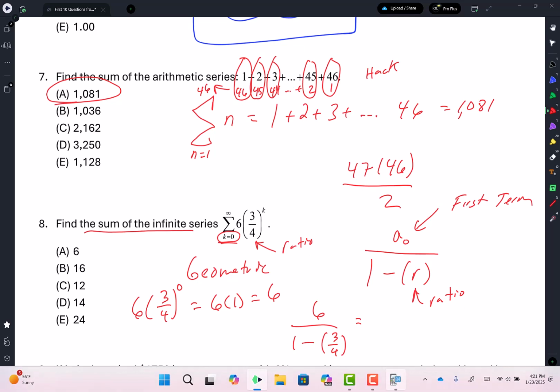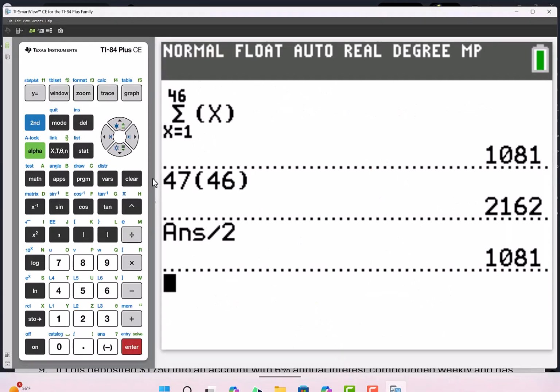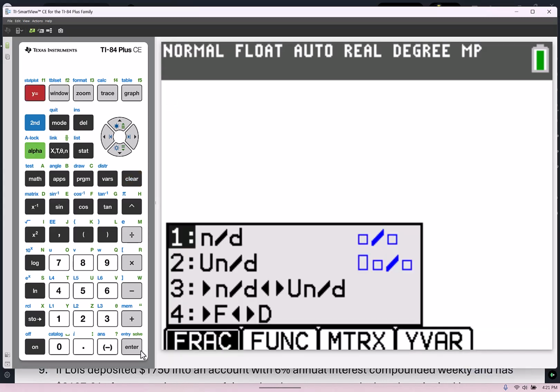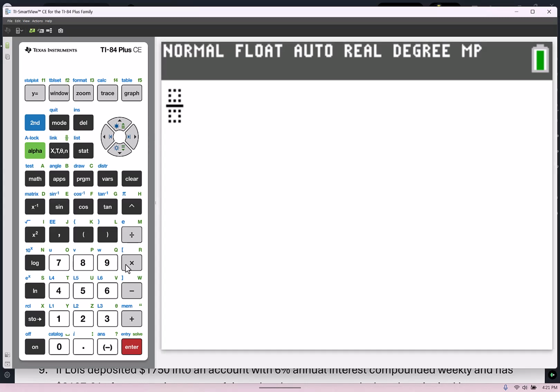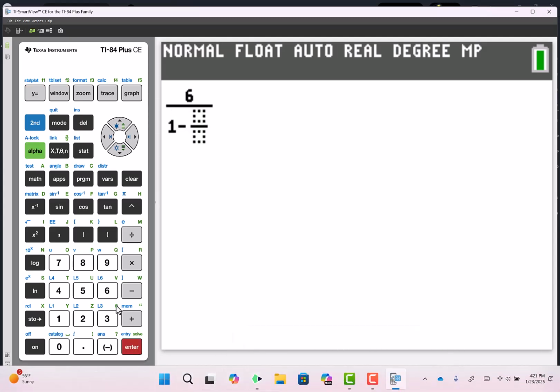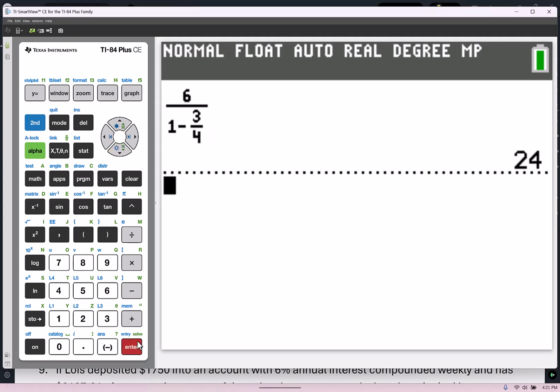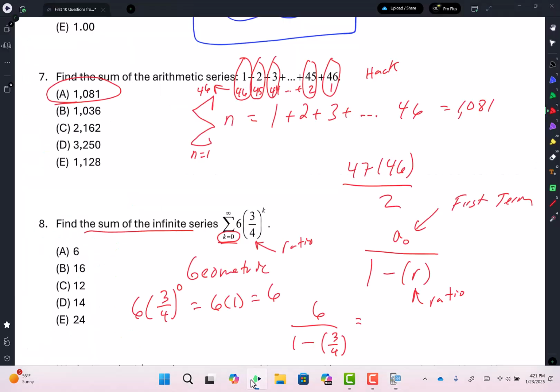Just type that into the calculator. So here's how you do it, guys. I'm sure you can do it just by looking at it, but just in case. Alpha y equals, push enter, look, you get a little fraction. 6 over 1 minus, I'm going to push alpha y equals to get my little fraction. And what was it, 3/4? And check it out, 3/4, enter. There it is. Again, guys, if you find that hard, I'll show you another way.